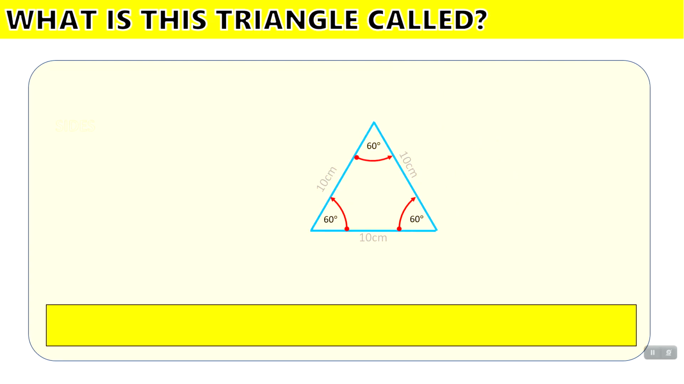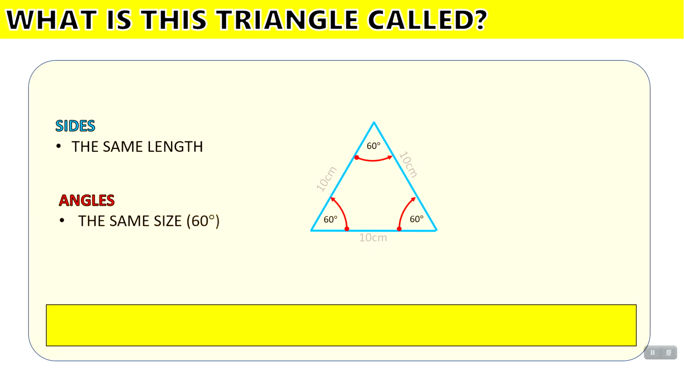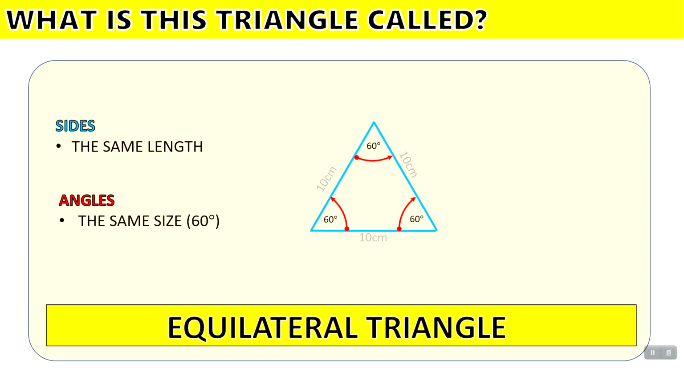And so let's look at the sides and the angles. The sides are all the same length, 10 centimeters. The angles are also the same size, and they're all 60 degrees. When we have a triangle in which the sides are all the same length and the angles are all 60 degrees, this is called an equilateral triangle.